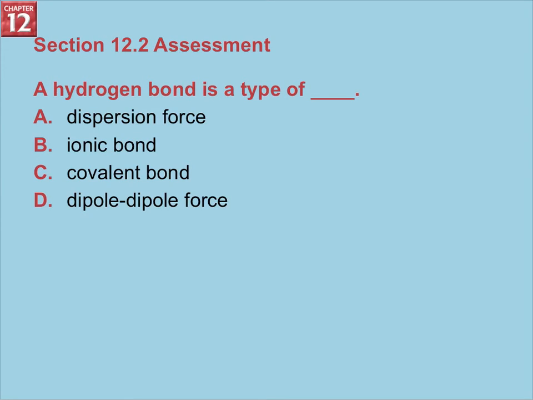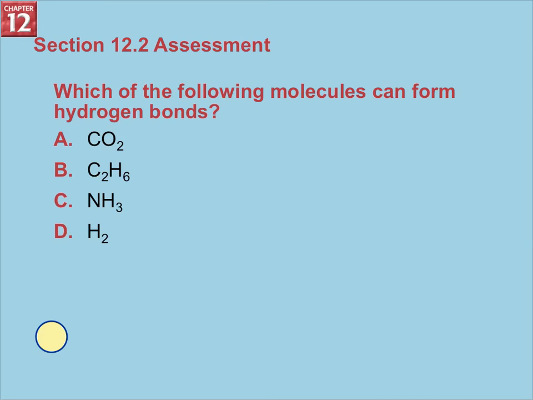All right, here's a few questions for you. A hydrogen bond is a type of A, dispersion force, B, ionic bond, C, covalent bond, or D, dipole-dipole force. Which of the following molecules can form hydrogen bonds? Carbon dioxide, C2H6, ammonia, or hydrogen gas?